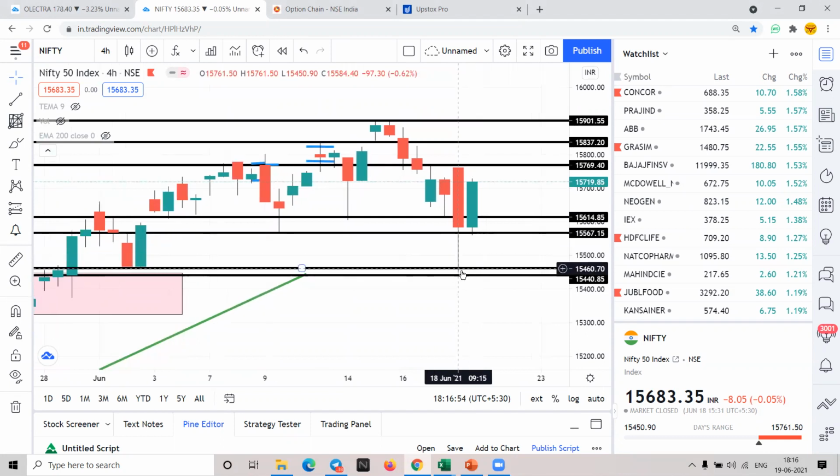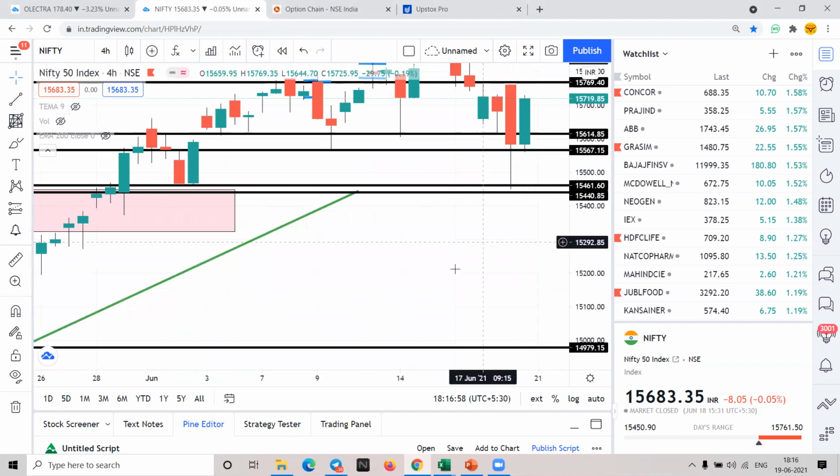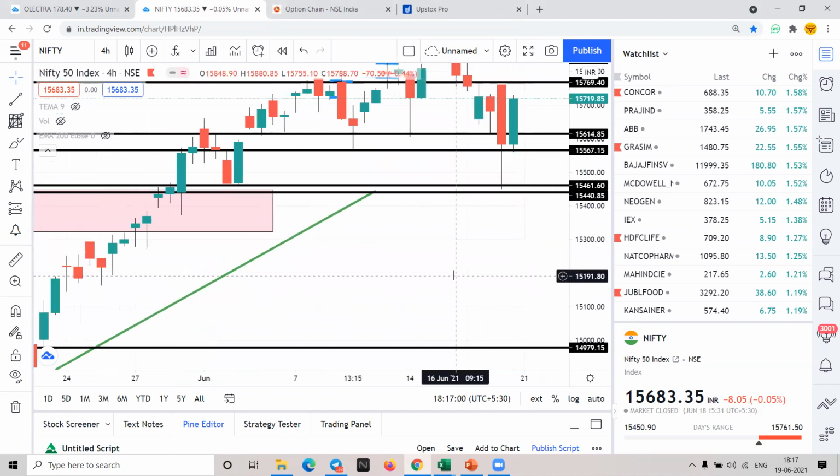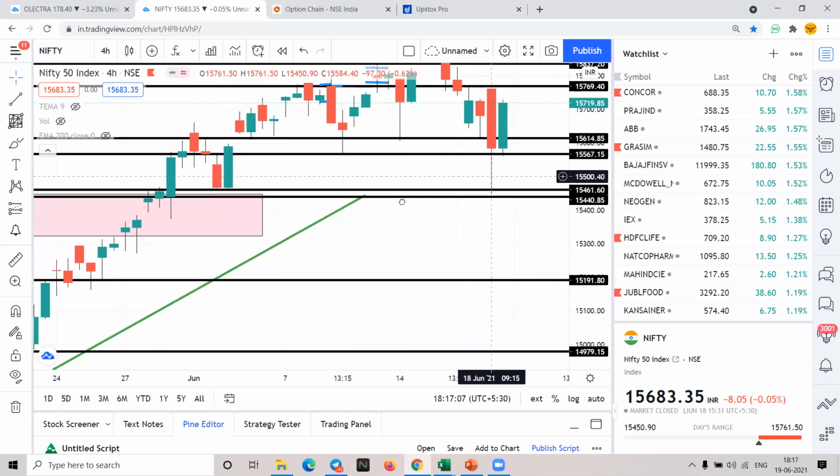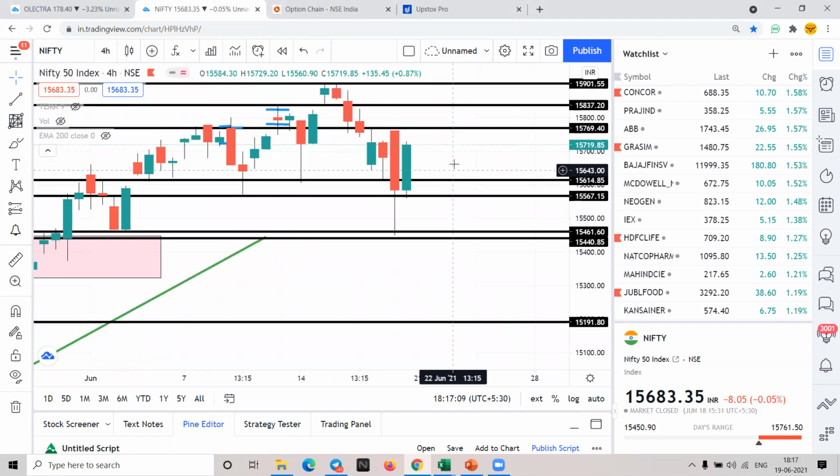Okay, if this is not broken, easily 16,000 is achievable. If this is crossed, then we can see more downside towards here. In this range we can see. But overall, what I feel, breaking this will be difficult for the market. We can have a slow moving market and eventually going towards 16,000.